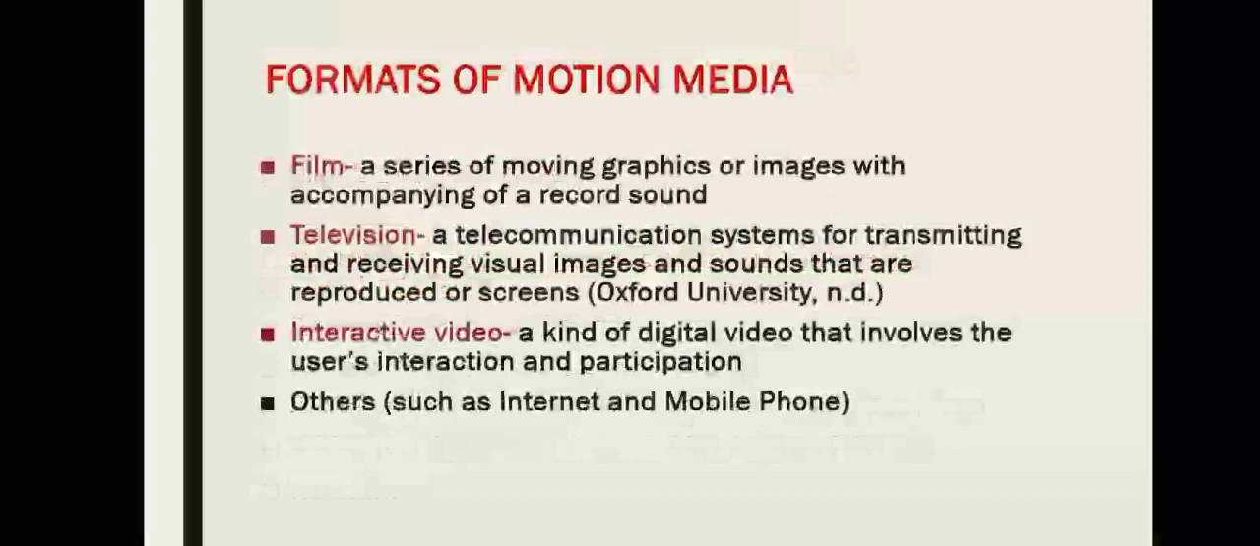Formats of motion media. First is film. Film is a series of moving graphics or images with accompanying recorded sound. Television is a telecommunication system for transmitting and receiving visual images and sounds that are reproduced on screens. Interactive video is a kind of digital video that involves the user's interactions and participation, and others such as the internet and mobile phone.